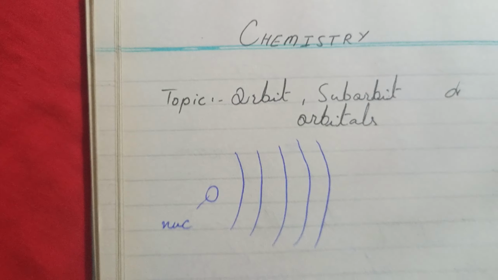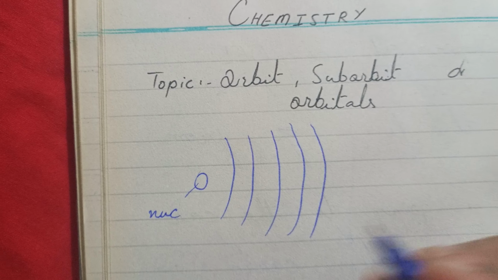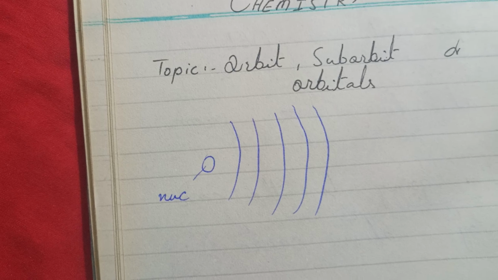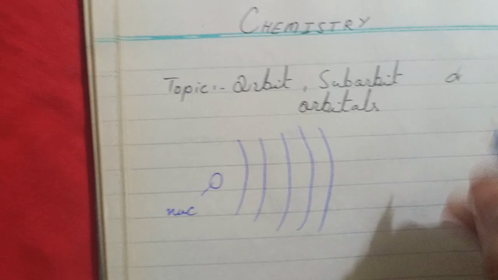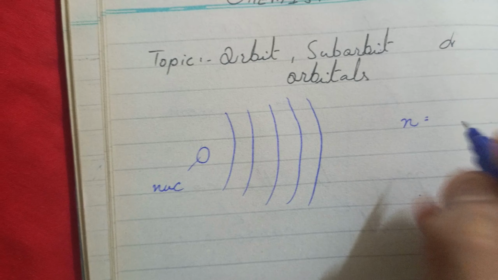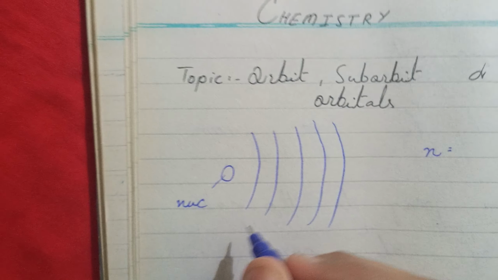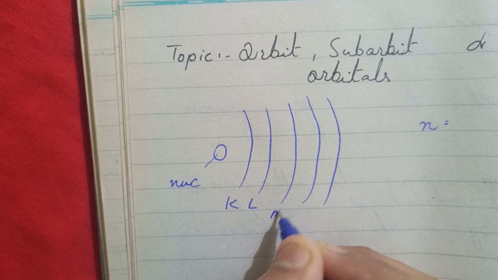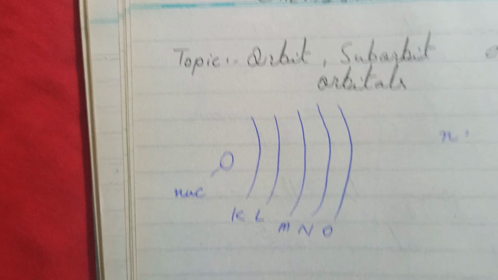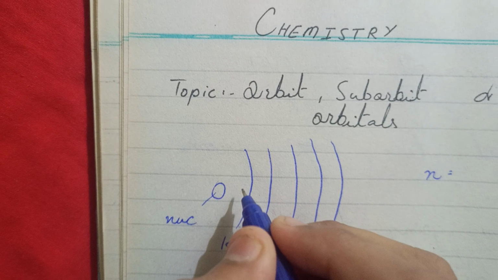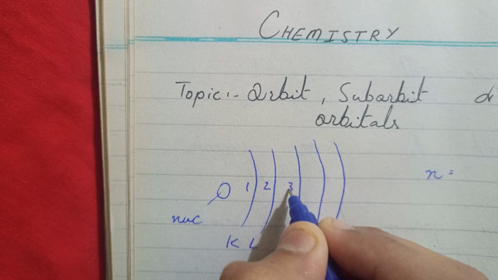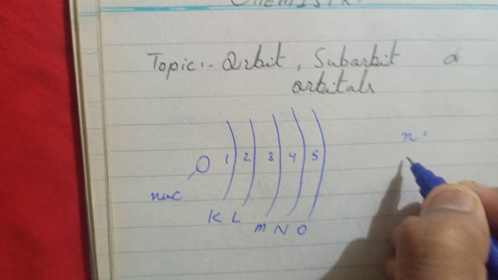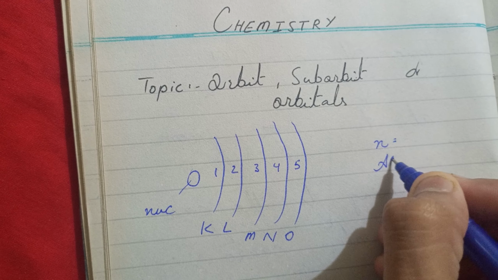Remember one more thing from when we previously discussed the orbit: we can denote these orbits with two methods. One method is numerical and one method is alphabetical. Alphabetically, we can denote them as K, L, M, N, O. And numerically, 1, 2, 3, 4, 5.